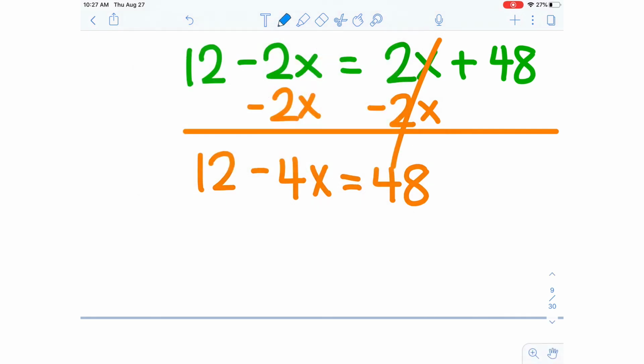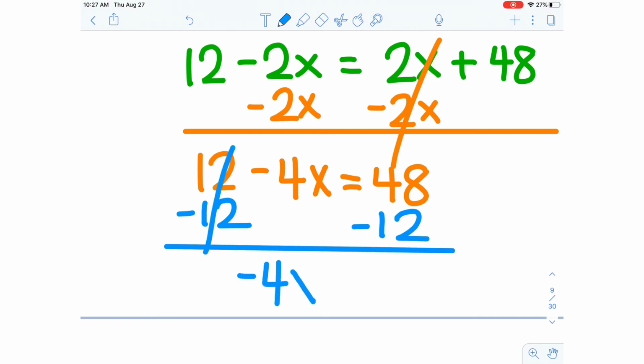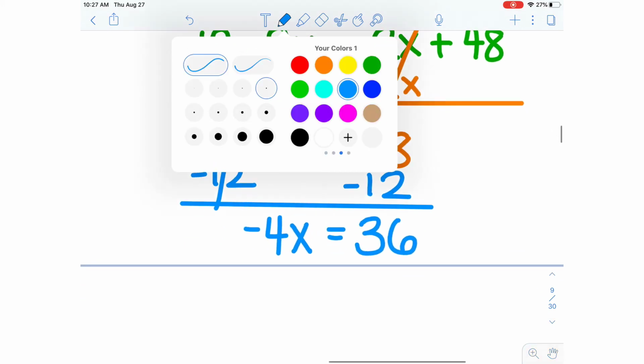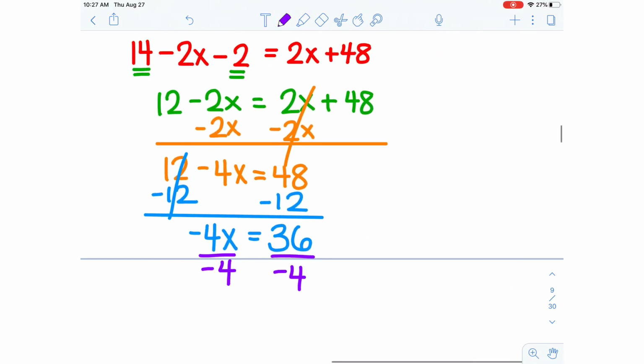So now I'm going to subtract over 12. All right, so 48 minus 12 is 36. And now divide, last step, by negative 4. So x equals negative 9.